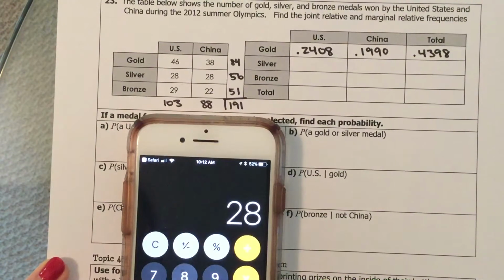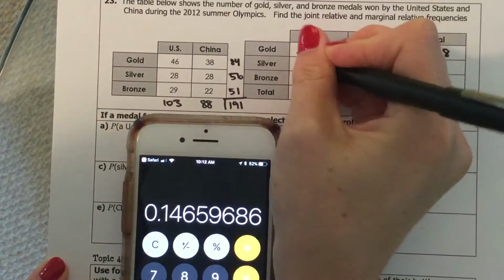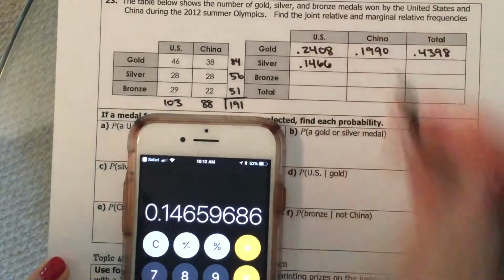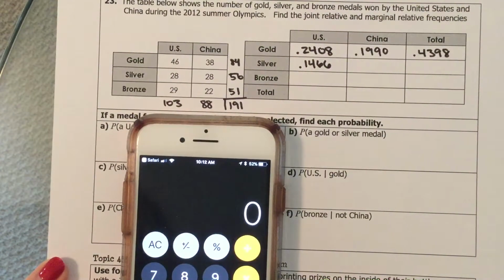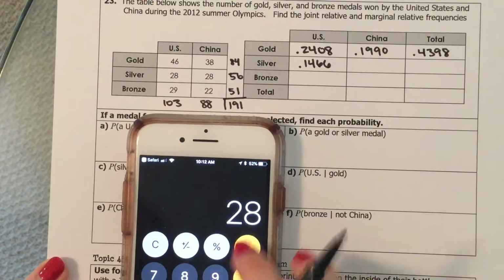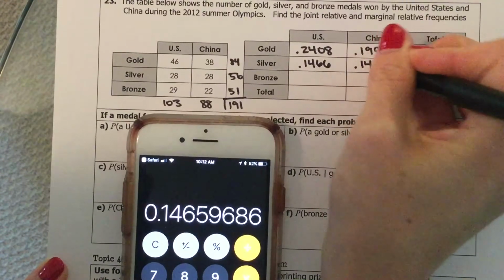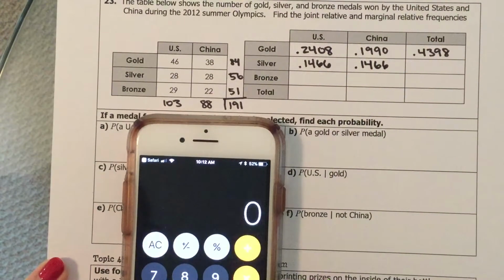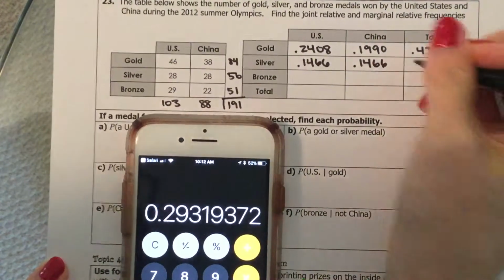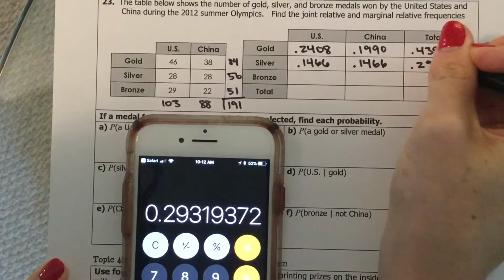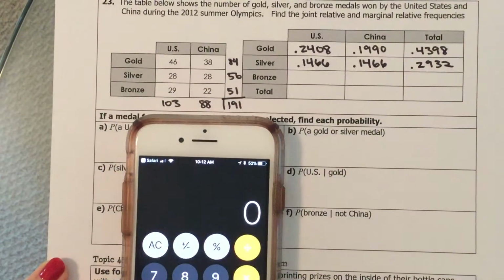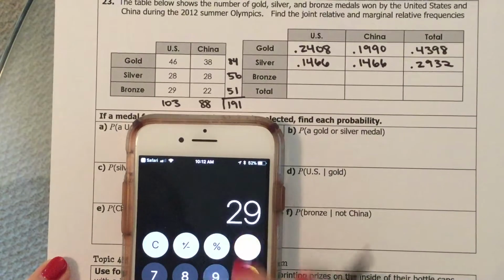Okay, 28 silver US out of 191. So it's 0.1466, would round up. 28 silver in China out of 191. 0.14, oh, same one. And then the total is 56 out of the total. So 0.2932. Bronze, got 29 of 191.